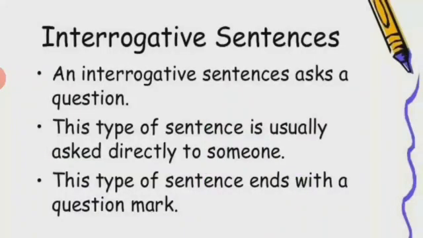Children, now we come to the second kind of sentence, that is interrogative sentence. As the word itself, interrogate, means what? To put questions. Therefore, sentences that ask questions are called interrogative sentences. These types of sentences are usually asked directly to someone, right? You directly put a question to someone and they end with a question mark.